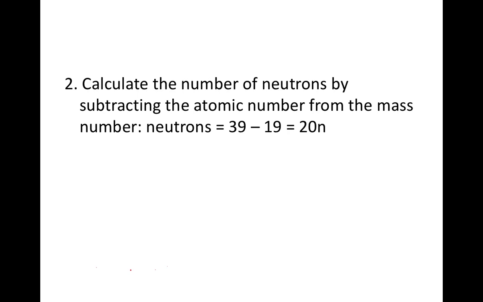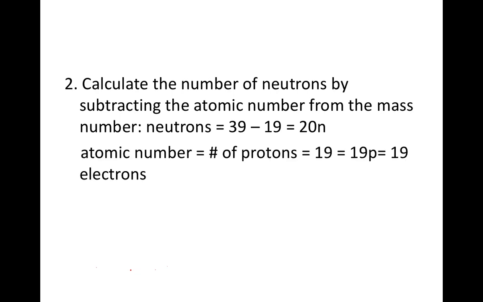Step 2, we calculate the number of neutrons by subtracting the atomic number from the mass number. So neutrons equals 39 minus 19, which equals 20. The atomic number equals the number of protons, which equals 19, which also equals the number of electrons.